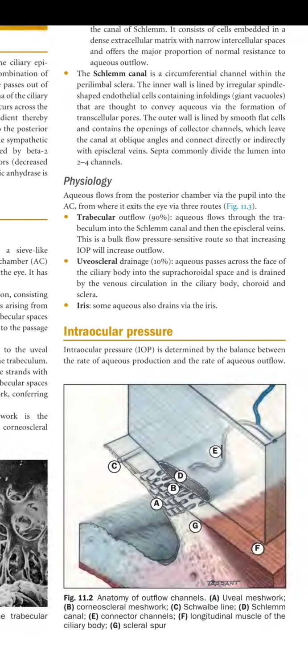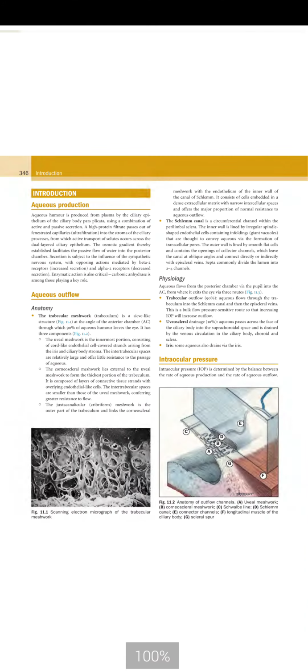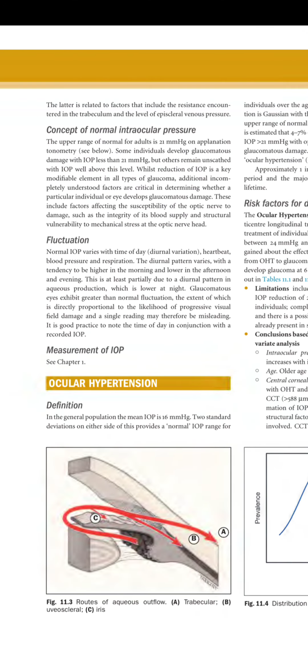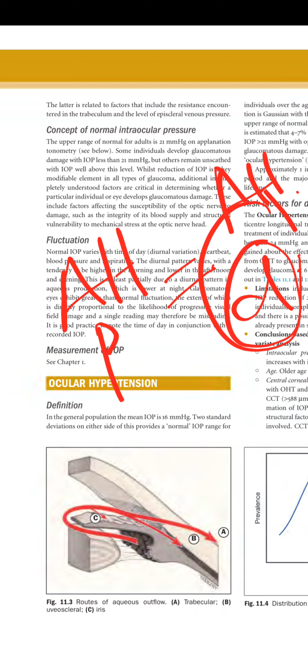So intraocular pressure is determined by the balance between the rate of aqueous production and the rate of aqueous outflow. So basically it is a balance between how much aqueous humor is produced and how much it is drained. The latter is related to factors including the resistance encountered in the trabeculum and the level of the episcleral venous pressure. So drainage depends upon how much resistance is encountered at the trabecular meshwork and how high the episcleral venous pressure is. When it is high, there will be resistance to the outflow.